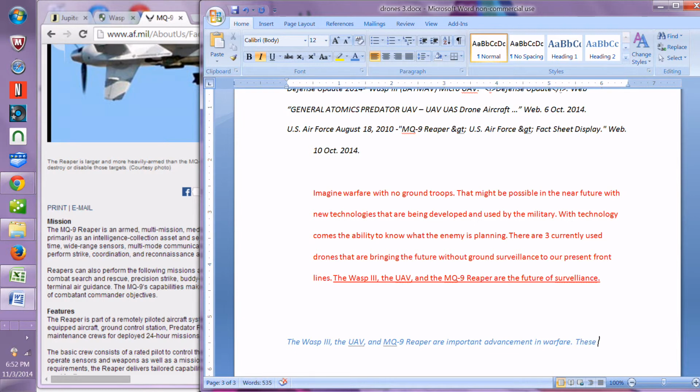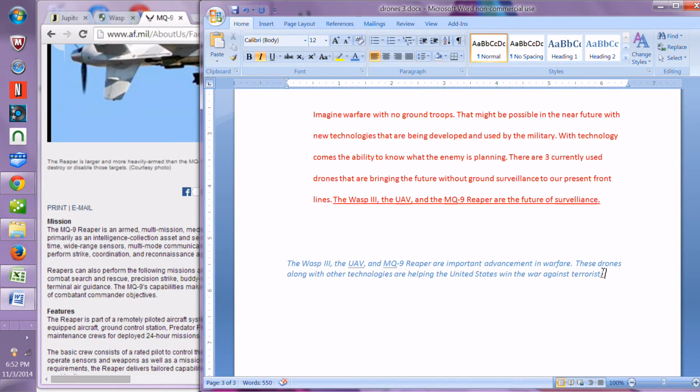These drones, along with other technologies, are helping the United States win the war against terrorists. And remember, I am just making this all up off the top of my head. You've done the research, so you're going to have to actually make it make sense. These drones, along with other technologies, are helping the United States win the war against terrorists.